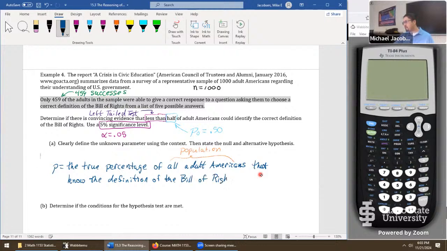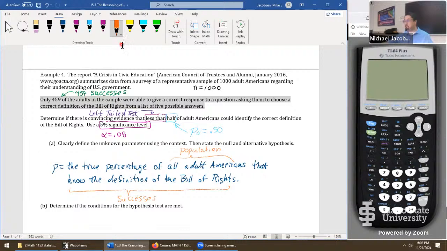of Rights. This is not the complete context because we set the bar extremely low on how well they know the definition by making it multiple choice. But again, that's just still tying into the original context. We're still going to be thinking of this as we go through the problem. We don't necessarily have to write everything verbatim all of the time. But this part right here, knowing the definition of the Bill of Rights, is the successes.